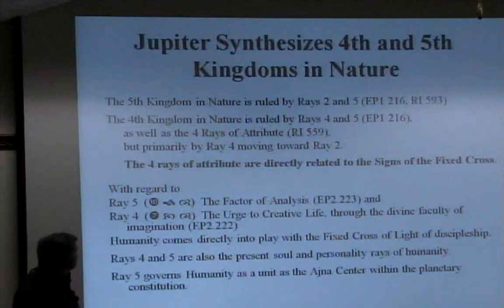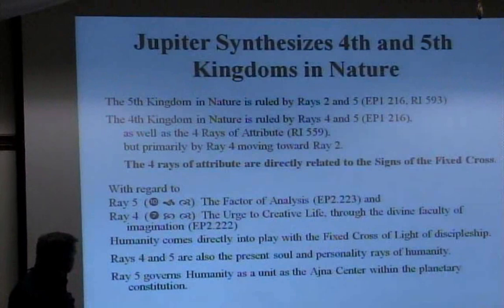Jupiter synthesizes the fourth and fifth kingdoms of nature. Now, the fifth kingdom of nature is ruled by rays 2 and 5, the fourth by 4 and 5 at present, as well as the 4 rays of attribute. Basically, ray 4, etc. We've talked quite a bit about that, and the 4 rays of attribute, I think, are directly related to the signs of the fixed cross.